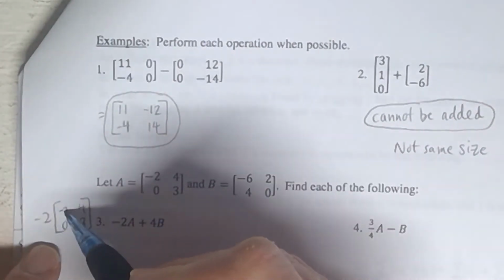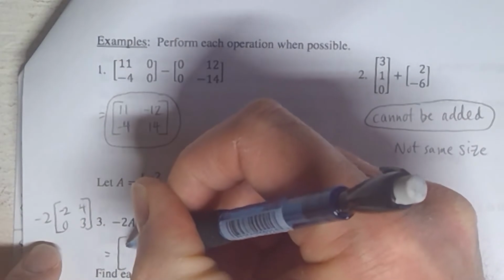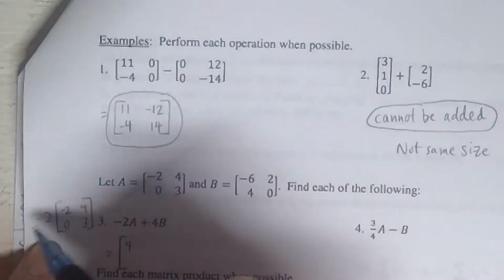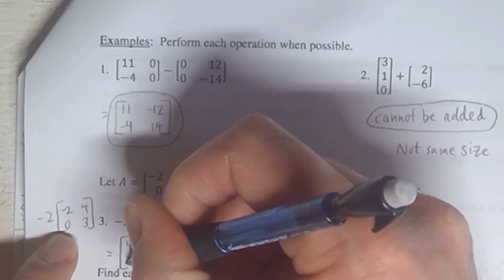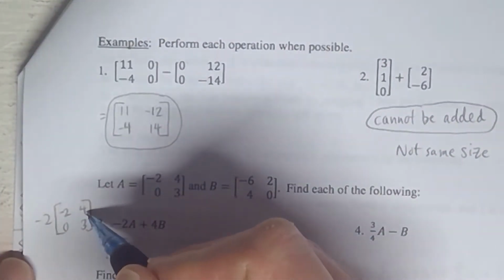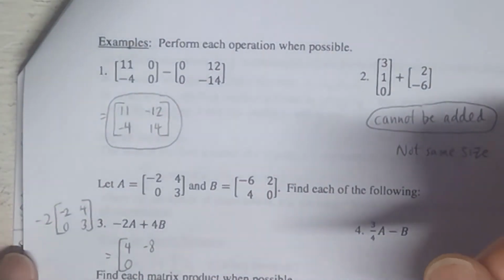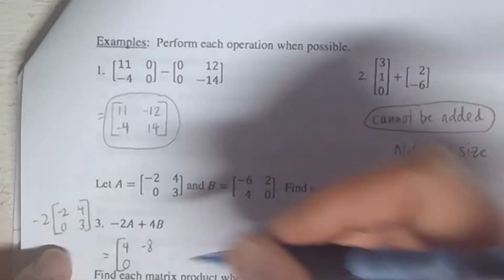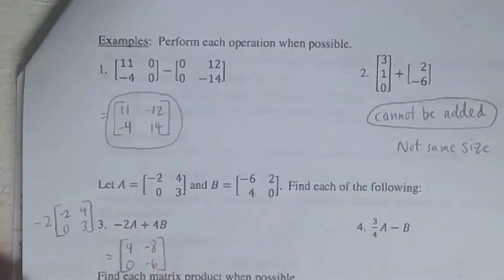So -2 times the top left is equal to 4, and so it also goes in the top left. -2 times 0 is 0. Since 0 is in the bottom left, we put the answer in the bottom left, and so on. -2 times the top right is equal to -8, and that answer also goes in the top right. And then finally, -2 times 3 is -6. Also put that in the same position.